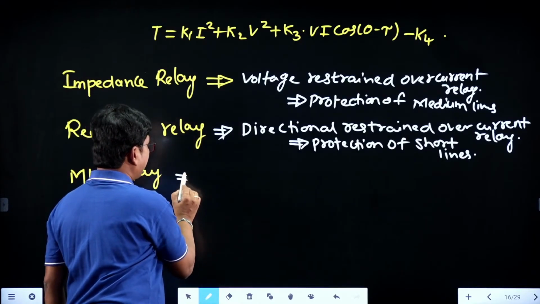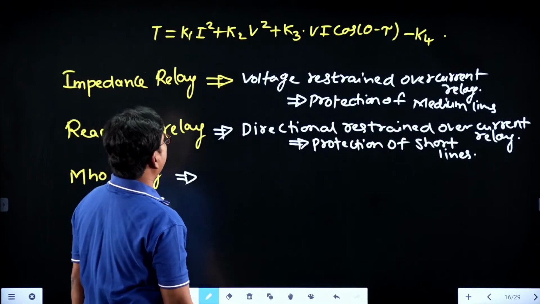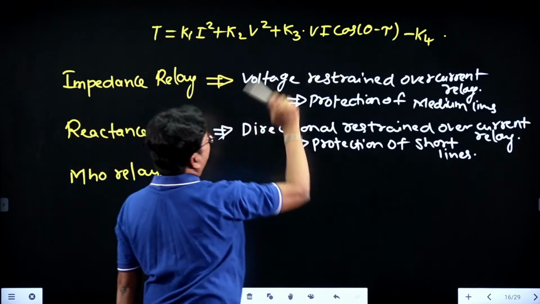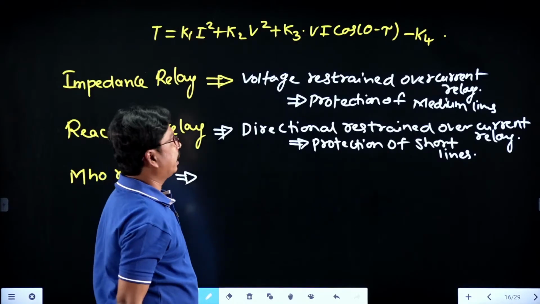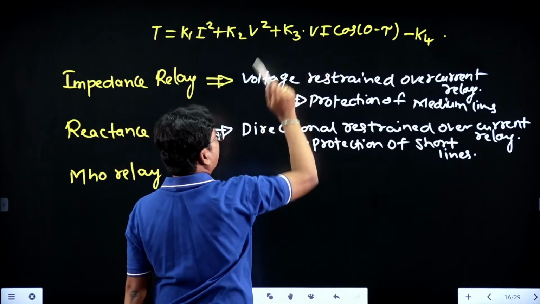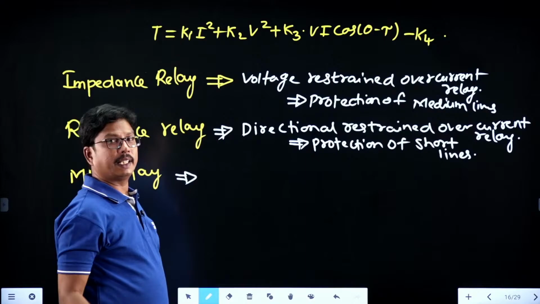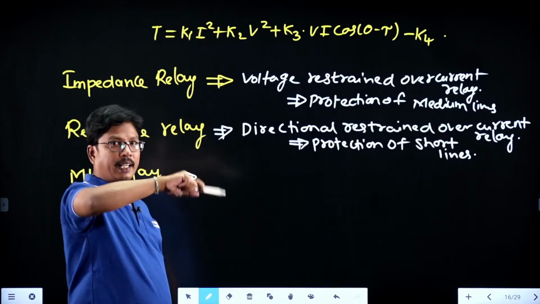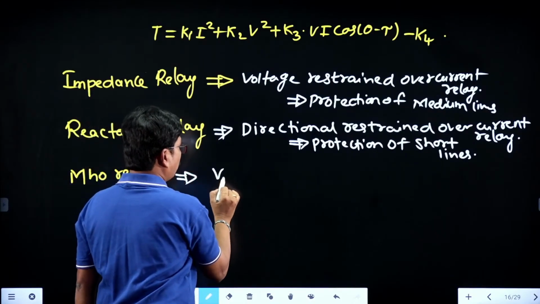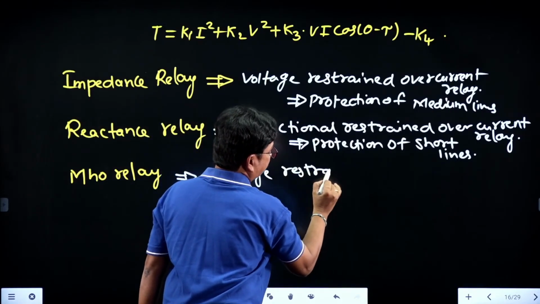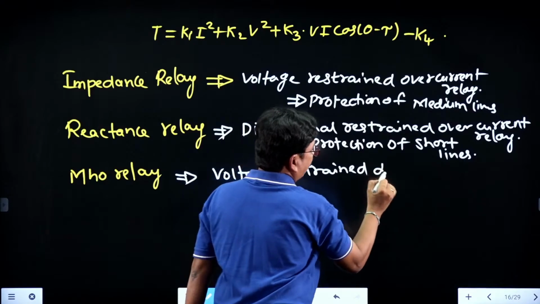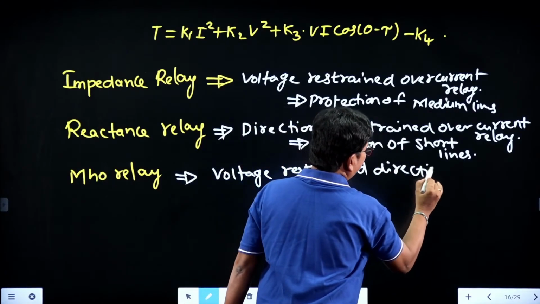And the Mho relay. In case of a Mho relay, we make K1 and K4 zero, and the restraining is provided by K2, that is the voltage unit, and the operating torque is provided by the directional unit. So it is a voltage restrained directional relay.